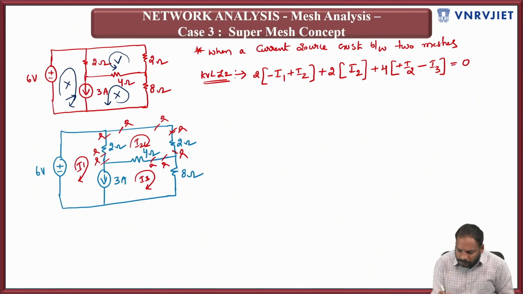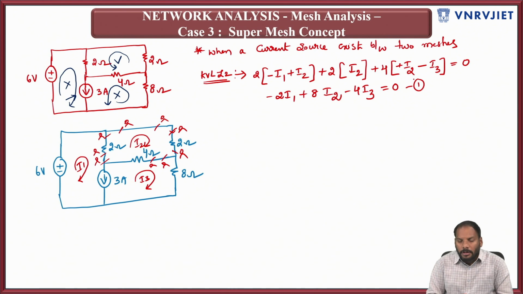Rearranging the terms: minus 2 I1, plus I2 times (2 plus 4 plus 2), which is 8 I2, and then minus 4 I3 equal to 0. Take it as equation 1. So you have only one equation but 3 unknowns here. How to solve such type of problem?